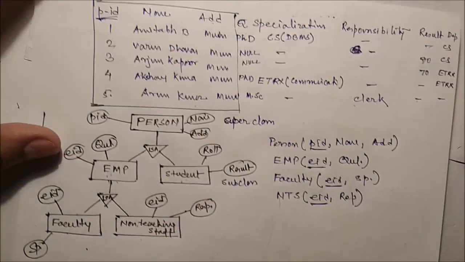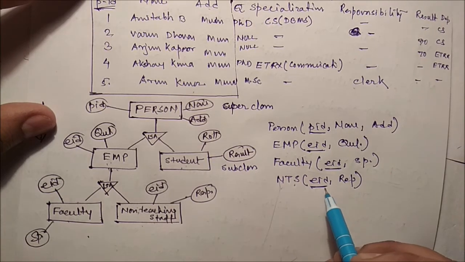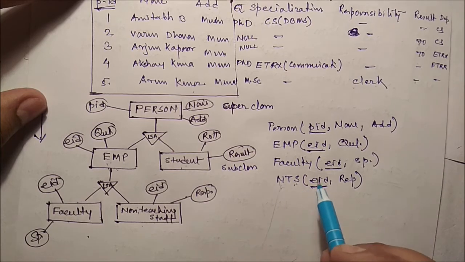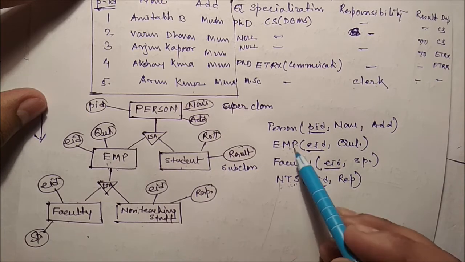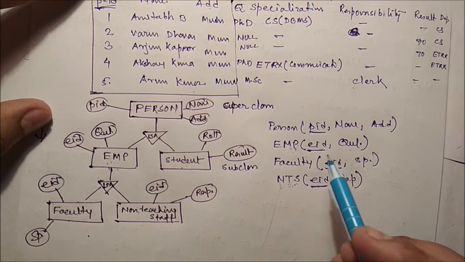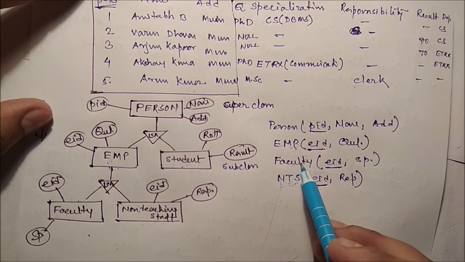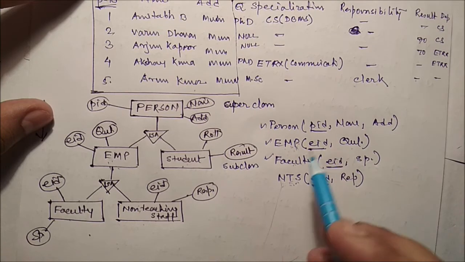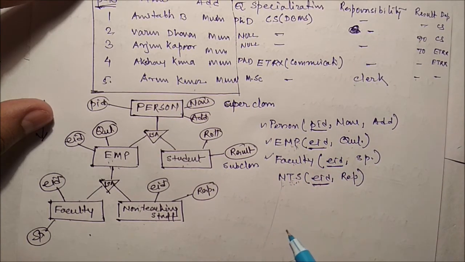So the same thing we can apply in specialization also. So suppose non-teaching staff is there. Now suppose we need to know the qualification of this particular non-teaching staff. What we can do? We can merge employee as well as the non-teaching staff. If you join these two tables, we can get the qualification of this particular employee ID. Now suppose we need the qualification as well as the name and address of this particular faculty. So we have to join these three tables and we can get the name, address and qualification of this particular faculty.